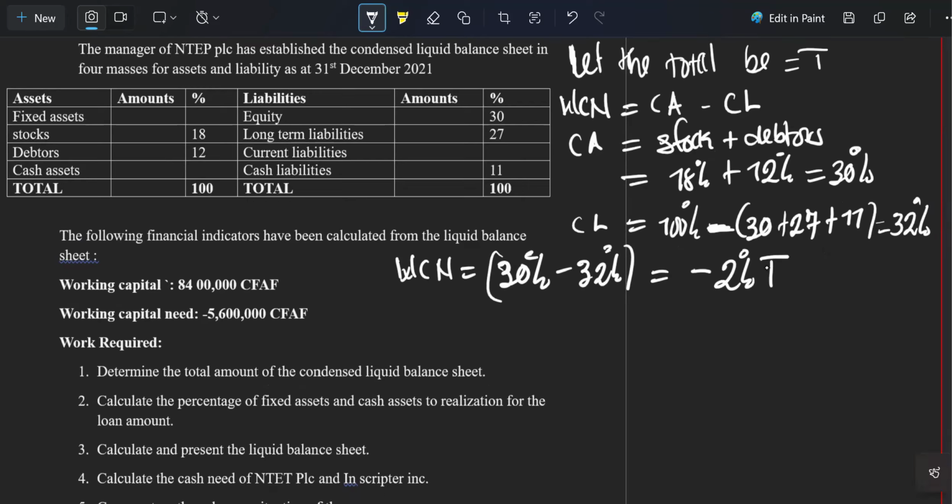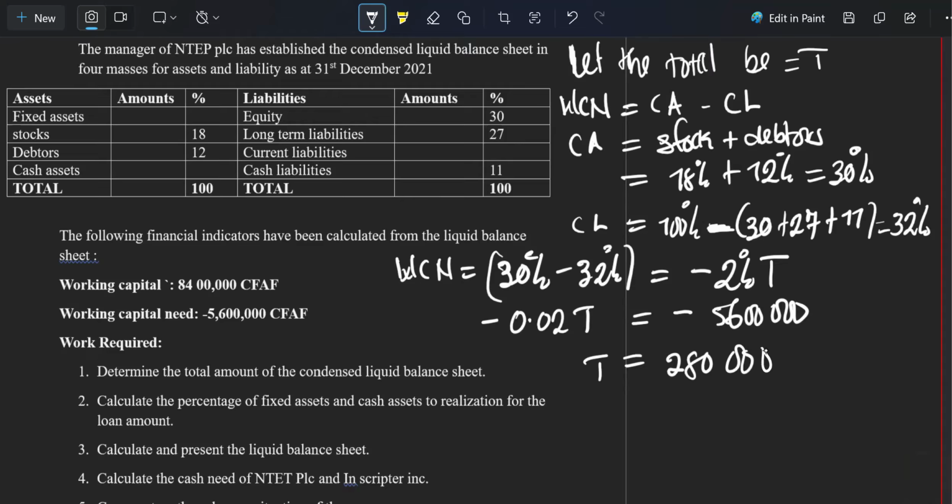Negative 2% of total. So we equate: 0.02T is equal to negative 55.6 million. When we solve this, we see that T will be equal to 280 million. That's our total of the condensed balance sheet.